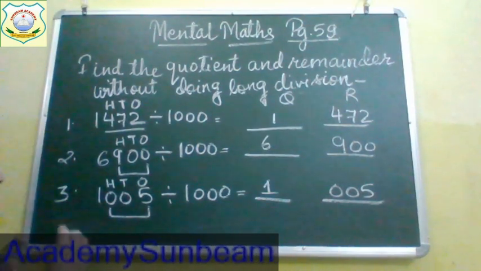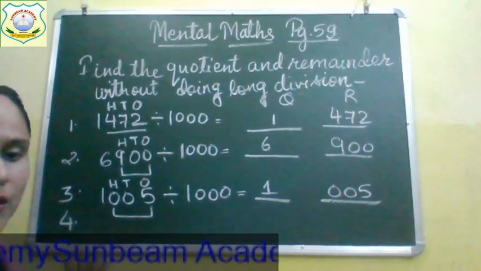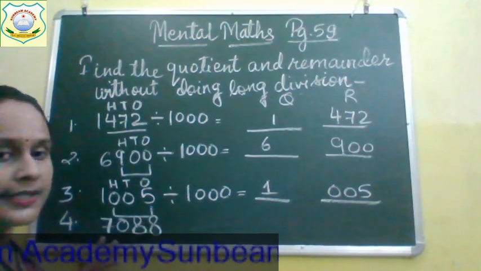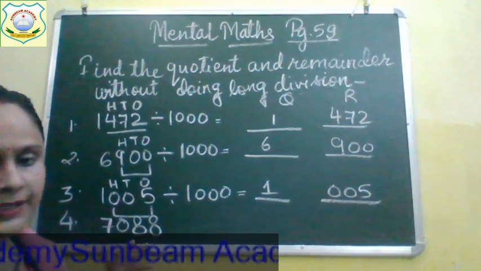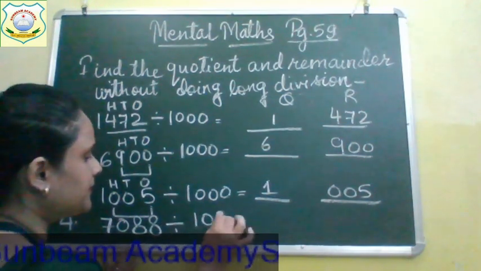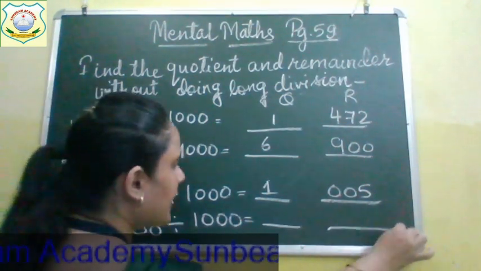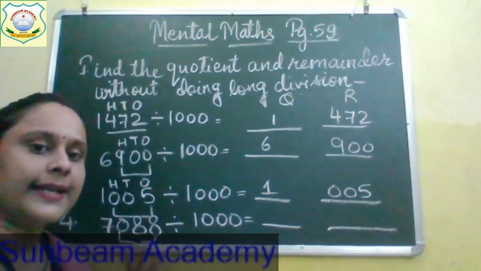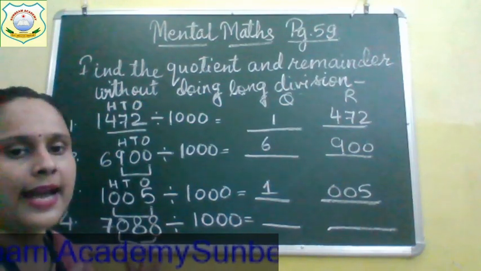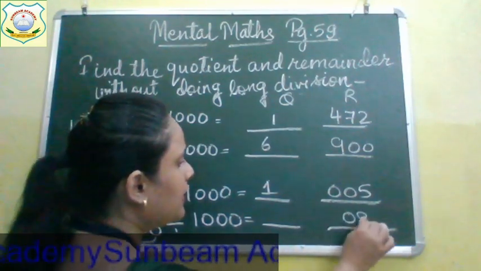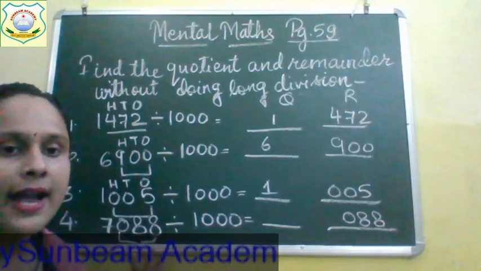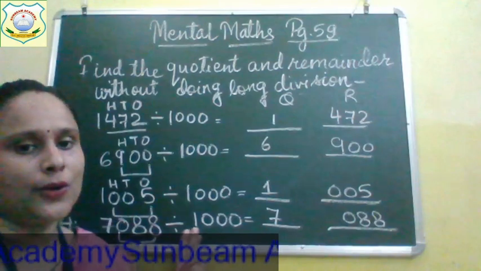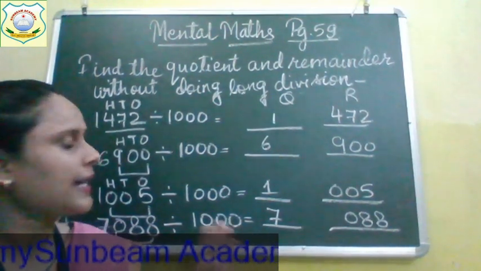See the fourth question, children. Your fourth question is 7,088 divided by 1,000. Now children, which are the three numbers in the hundreds, tens and ones place? 0, 8, 8 are in the hundreds, tens and ones place. So they will become the remainder. Okay. And how much is the remaining number? 7. So 7 will become your quotient. So complete up to here.